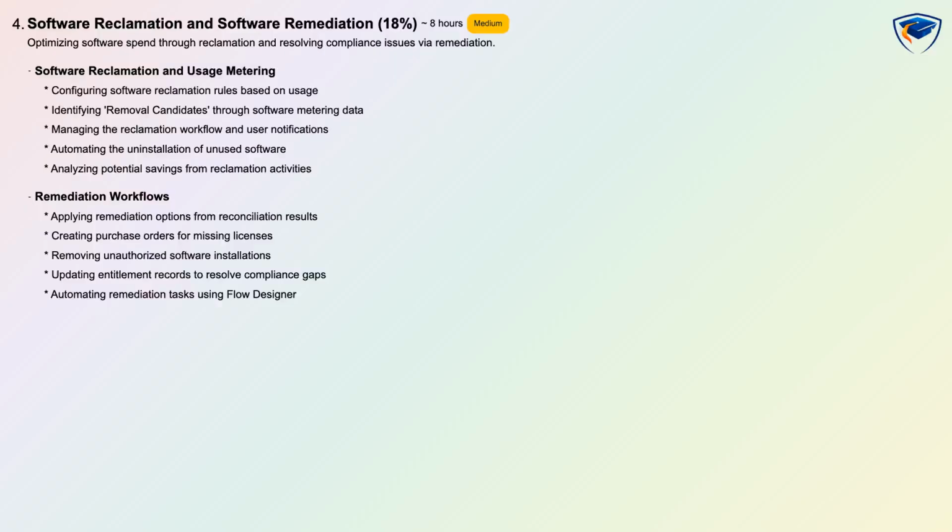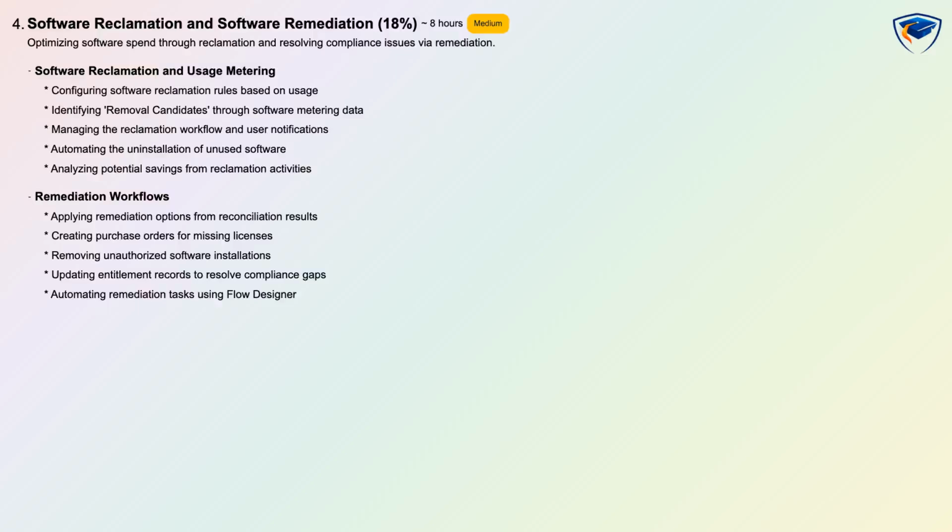Software reclamation and software remediation, weight 18%, is medium difficulty with about 8 hours of study and scenario-based assessment. You will learn to optimize software spend by configuring reclamation rules based on usage, identifying removal candidates through metering data, and automating uninstallation workflows while managing user notifications.